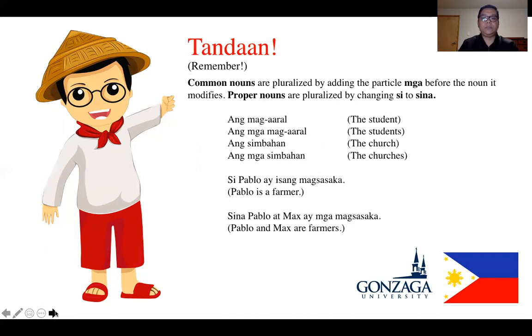Okay. Next one, common nouns are pluralized. I already mentioned this one, that mga is the word that can be added before a noun to make it plural. Okay, so you say common nouns are pluralized by adding the particle mga before the noun it modifies. And proper nouns are pluralized by changing si to sina. So when you say ang mag-aaral, so mag-aaral is student, right?